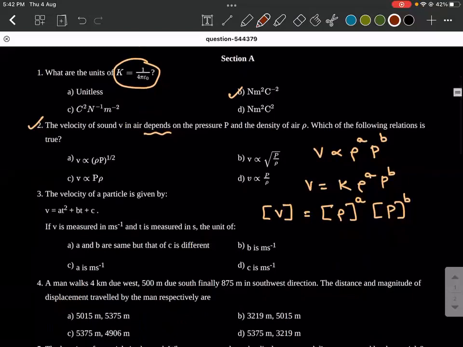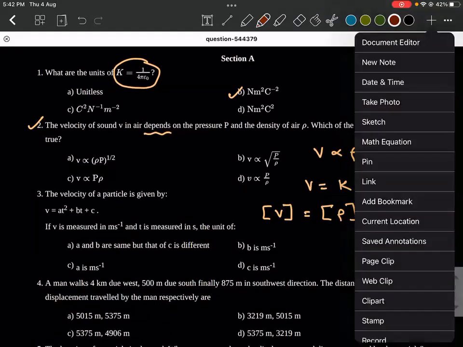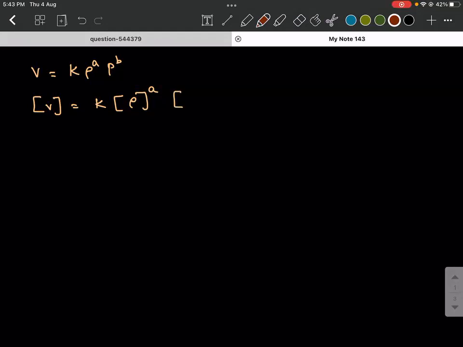Right. So what is the dimensional formula of V? L T to the power minus 1. So V is equal to K into rho power A into P power B. And the dimensional formula of V is equal to K into the dimensional formula of rho to the power A into the dimensional formula of P to the power B. So what is the dimensional formula of V? It is L T minus 1. How to recollect? V is speed. Speed is meter per second. Meter is replaced with L and second is replaced with T, power minus 1.